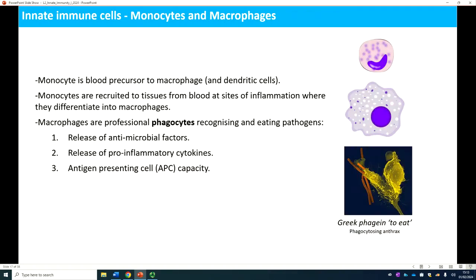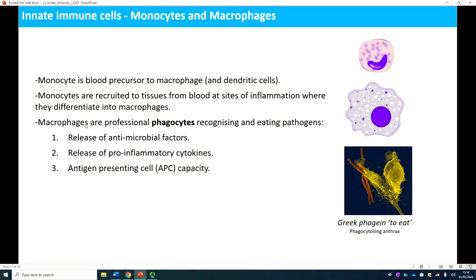So if we focus initially on monocytes and macrophages, this would be a monocyte at the top, and then this would be a macrophage. As I mentioned, the monocyte is the precursor to macrophages, but it's also a precursor to some classes of dendritic cells. Monocytes will be recruited to the tissues at sites of inflammation, and they can then differentiate into macrophages.